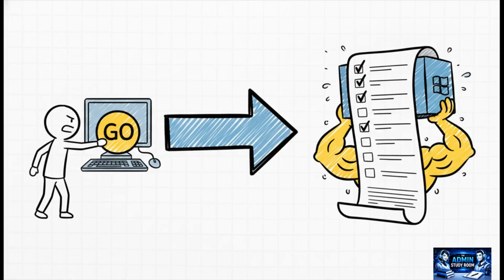Now, it's really crucial to understand this. MDT is what we call semi-automated. It doesn't just magically deploy to machines on its own. An administrator still has to kick off the process, usually by booting a PC from a USB drive or over the network using something called PXE boot. But once you hit go, that task sequence you built takes over and does all the heavy lifting for you.